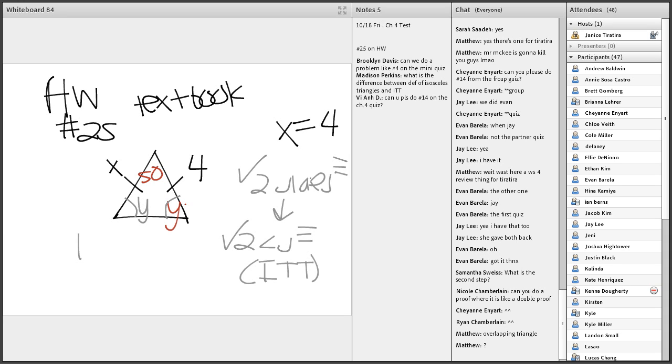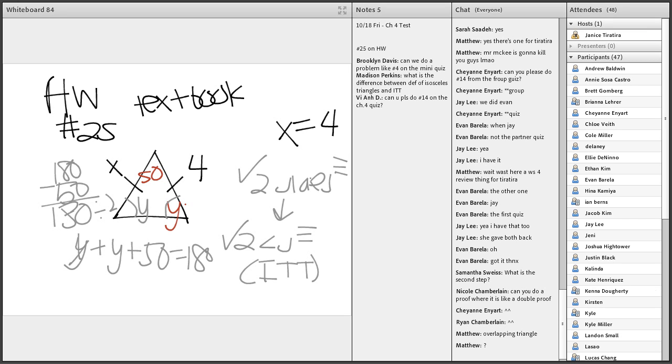So you can do it algebraically. You can do y plus y plus 50 equals 180. Or you can do it more like, 180 minus 50 is 130, and then you can divide that by 2 because there's two y's. The same exact thing. So y will equal 65. All right.